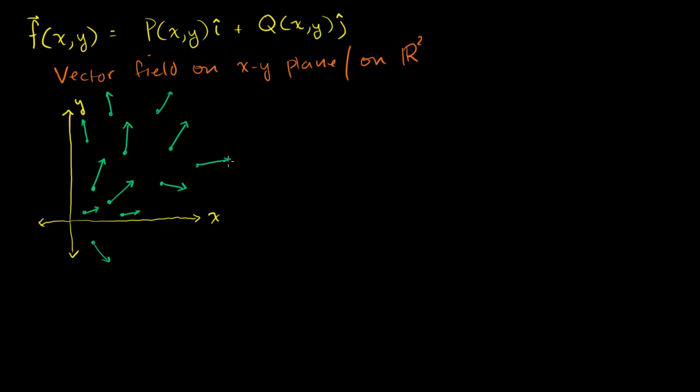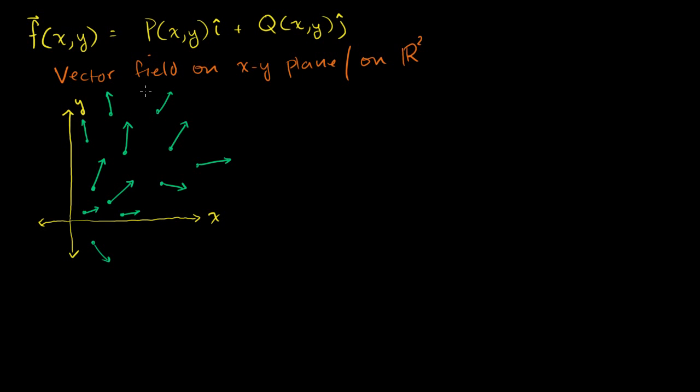And I could keep doing this forever and filling in all the gaps. But I think you get the idea. It associates a vector with every point on the xy plane. Now, this is called a vector field, so it probably makes a lot of sense that this could be used to describe any type of field.